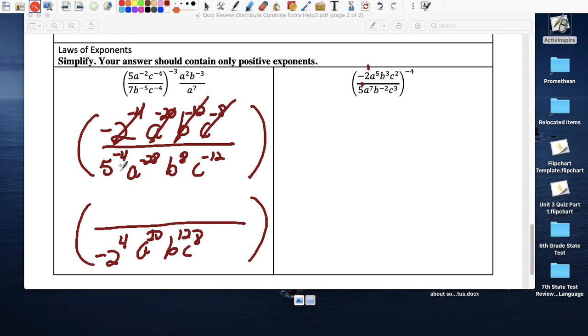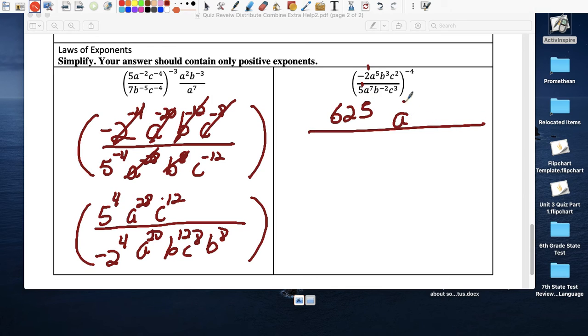5 to the -4th power goes up. A to the 28th goes up. B to the 8th stays down. And then C to the -12 goes up. So we're almost there. 5 to the 4th power is, I have no idea, 625. A28, C12. And then -2 to the 4th power. This is -2 times -2 times -2 times -2. So 2, 4, 8, 16 positive.